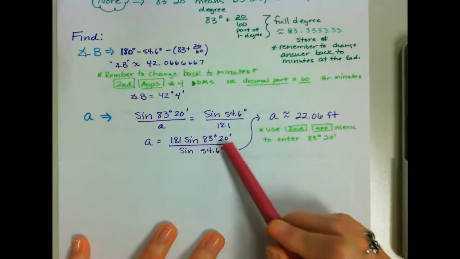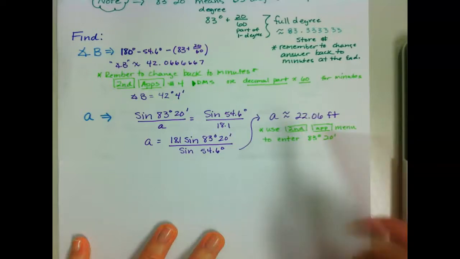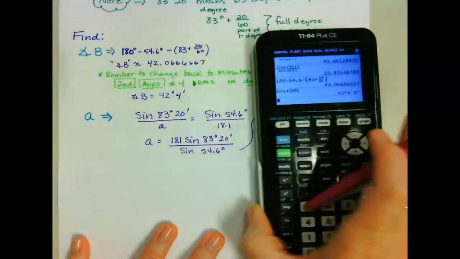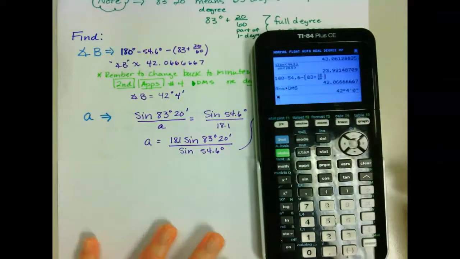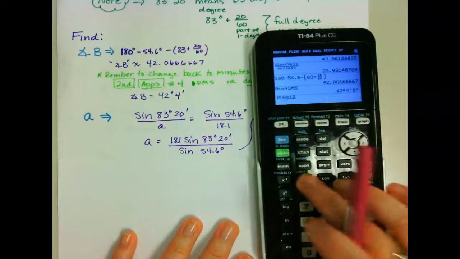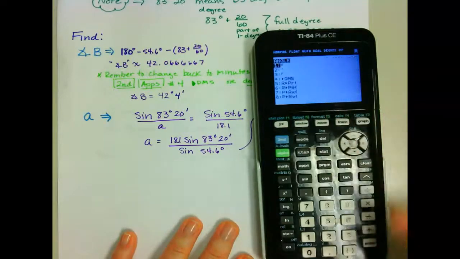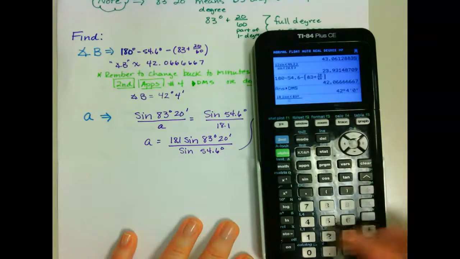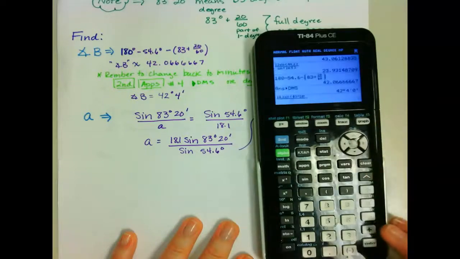And I'm actually this time going to enter it just like that using that same angle menu, which is second app. So I'm going to get my alpha y equals to get my fraction. I'm going to do 18.1 sine, and then I'm going to do 83, go to the angle menu and get the degree symbol. And then I'm going to type in 20, go to the angle menu and get the minute symbol. And then I'm going to close it.